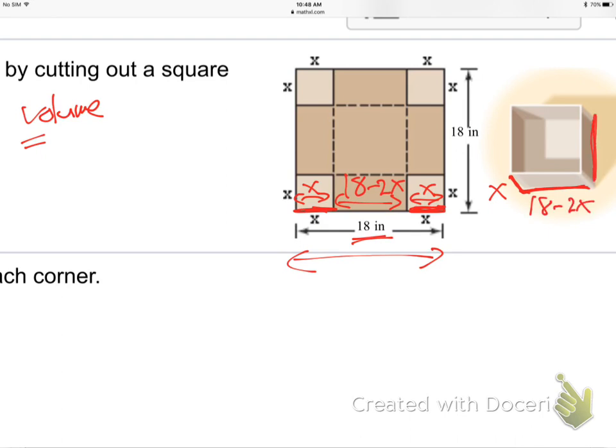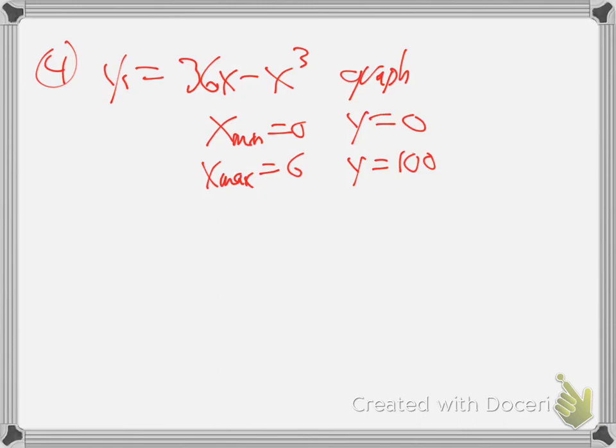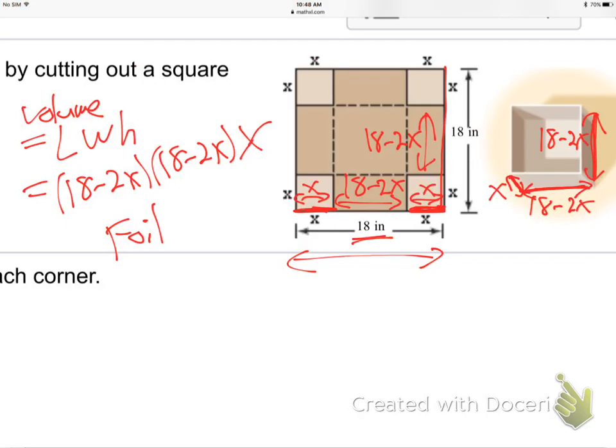What's this width right here? Same thing. Because again, it's 18. So from there to there is again 18 minus 2X. This is 18 minus 2X there to there, and X is the height. So what's volume? Length times width times height. Three dimensions. So it's 18 minus 2X, 18 minus 2X, times X. So we're out of time, so you just got to FOIL all that out, and you'll get whatever I got, that I'll show you the answer.